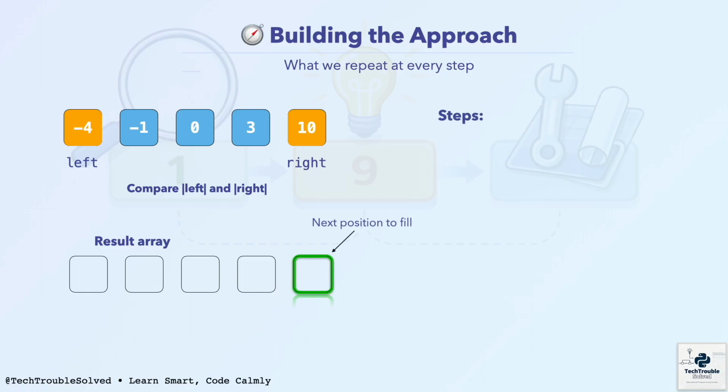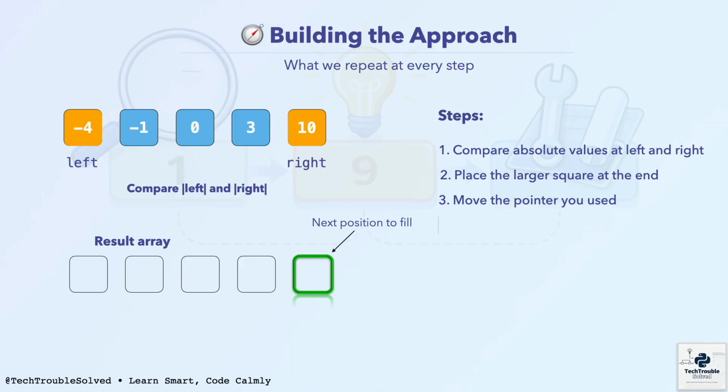So these are the steps we will follow. Compare the absolute values at left and right. Place the larger square at the end. Move the pointer you used and stop when left crosses right.